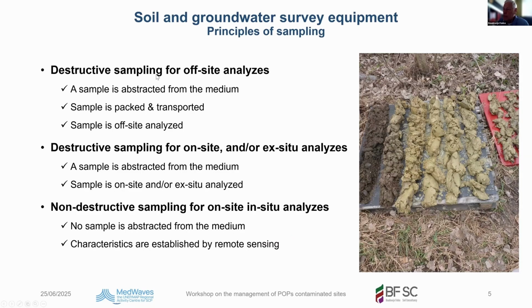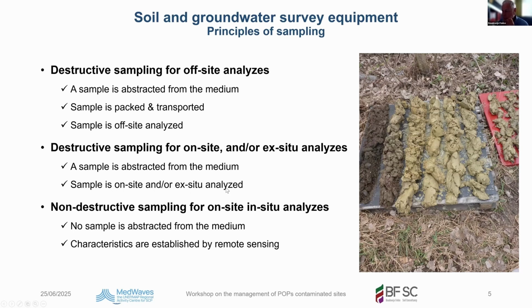We have destructive sampling for offsite analysis. The sample is extracted from the media, and the media is soil or groundwater. The sample is packed and transported, and the sample is analyzed offsite. So that's destructive sampling for offsite analysis, meaning you take the sample from the soil, you transport it, and then it's analyzed. Destructive sampling for on-site and or ex situ analysis: a sample is abstracted from the media, and the sample is analyzed on-site or ex situ.